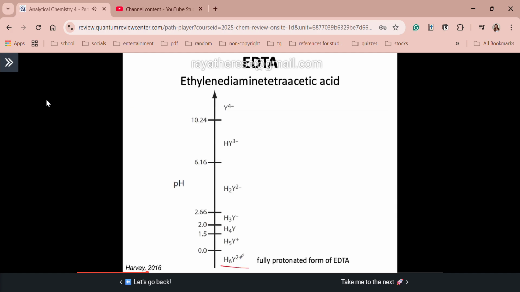Balik tayo ulit doon. So, this is your fully protonated form of EDTA. As you remove the protons, of course, tumataas yung pH. So, this is your neutral EDTA upon the removal of the 2 protons of the amine groups, and then ito class yung 4 na Ka's kasi nga tetraacetic acid. And when you reach 10.24 and beyond, ayan na, ito na class ang fully deprotonated form of EDTA.